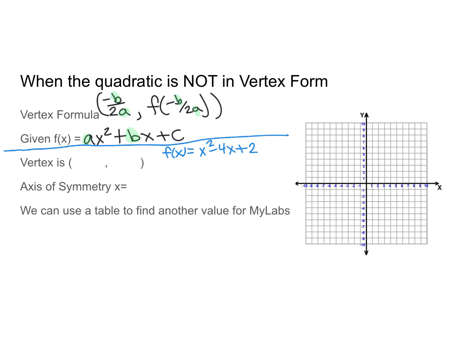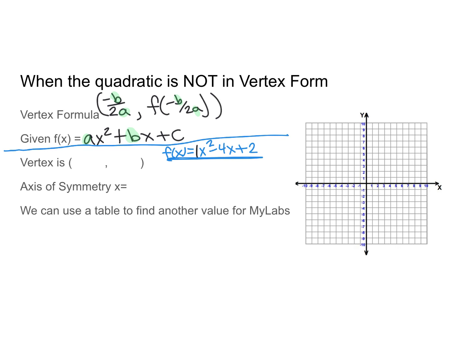Now, one thing you could do if you were desperate is create a table of values, maybe from -10 to +10, and just keep plugging the numbers in and then plot all the points. And eventually you would see the vertex, right? But we want to take that guesswork out. We actually want to use the formula itself. So for this expression, I'm going to find the vertex by using my formula.